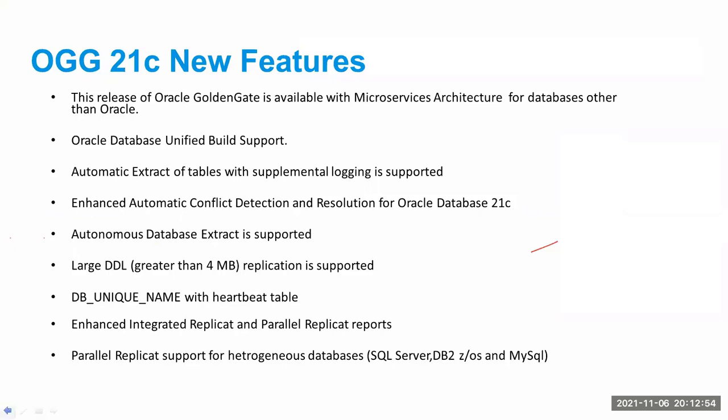A few other features are there, like automatic extract of tables is introduced, and supplemental logging is supported. Autonomous database extract is supported. By autonomous database, we are talking about Oracle Autonomous Database. So far only apply to autonomous database was supported, but from 21C onwards, extraction from autonomous database is also supported.